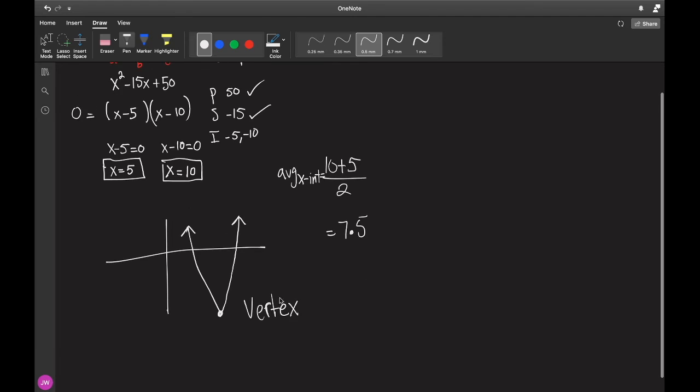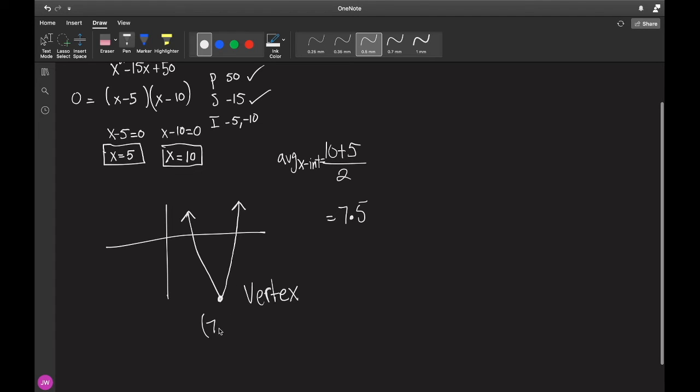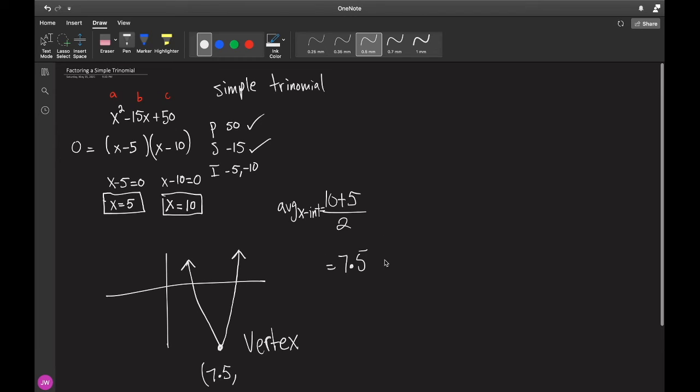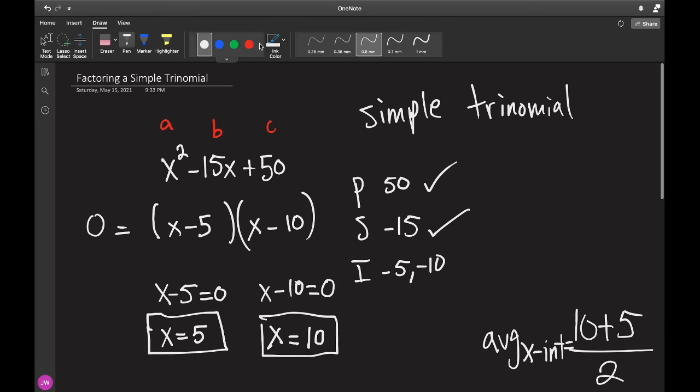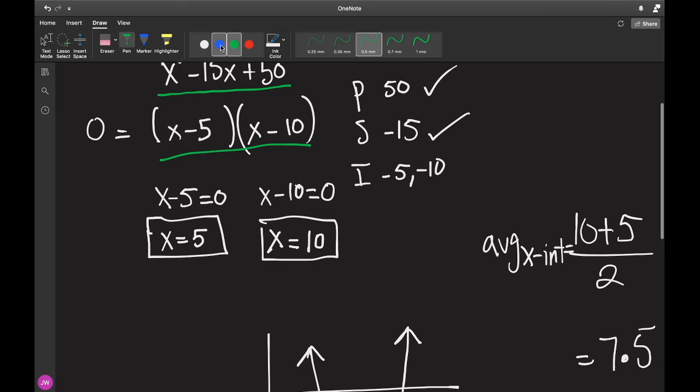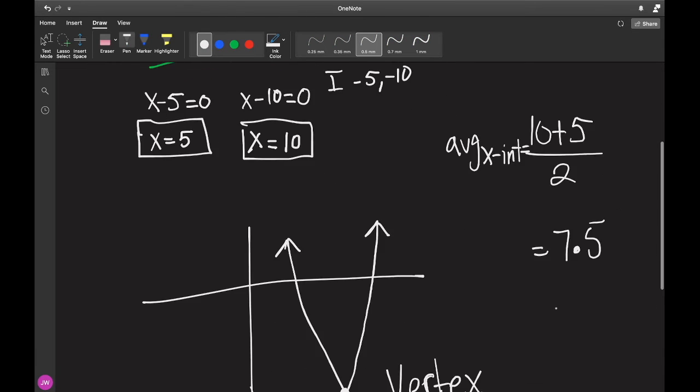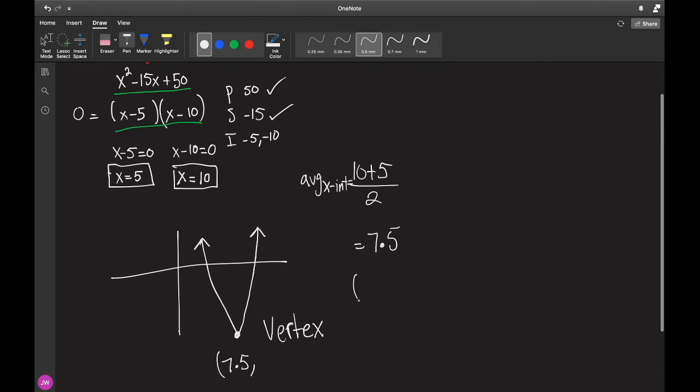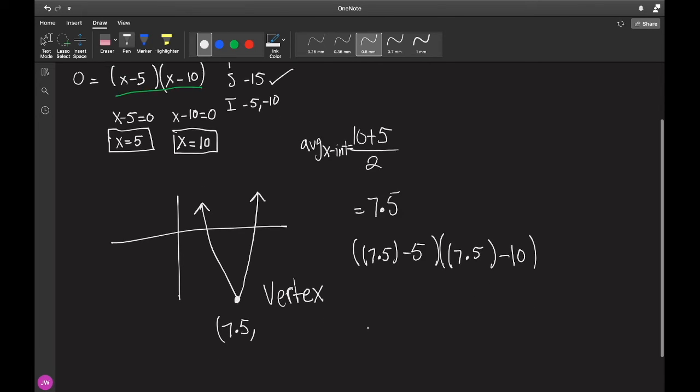So this is the x-coordinate of the vertex. So the x-coordinate is 7.5. And to find the y-coordinate, you're going to plug this number back into the equation. So you could either plug it back into the factored form or the standard form. Does not matter. So let's just plug it back into the factored form. So put a bracket, 7.5 minus 5. Close the bracket, open up another bracket, and then the minus 10.